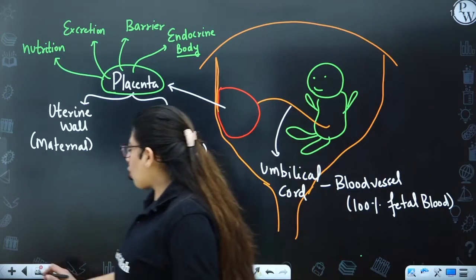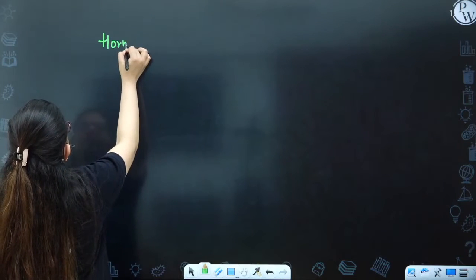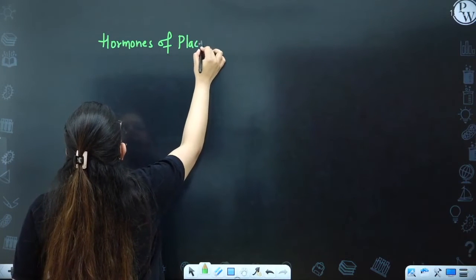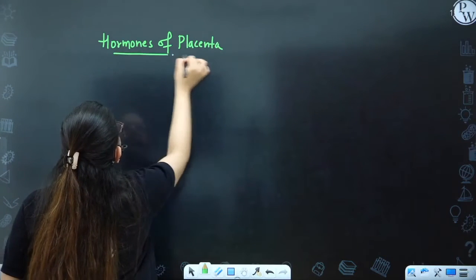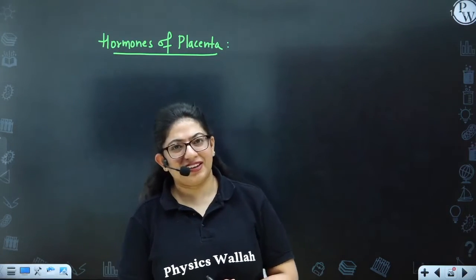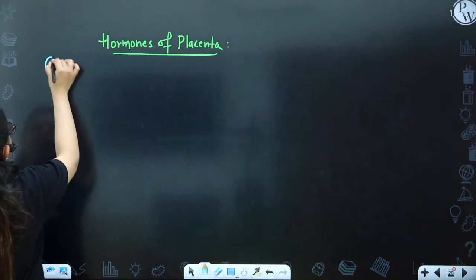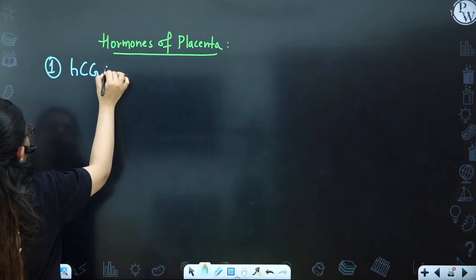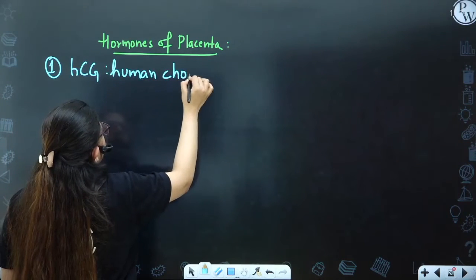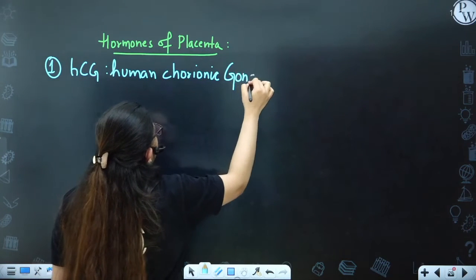Okay, let's see what hormones a placenta forms. Hormones of placenta. So, what are the hormones secreted by placenta? Let's see. The first hormone to be secreted by placenta is HCG. This is human chorionic gonadotropin.